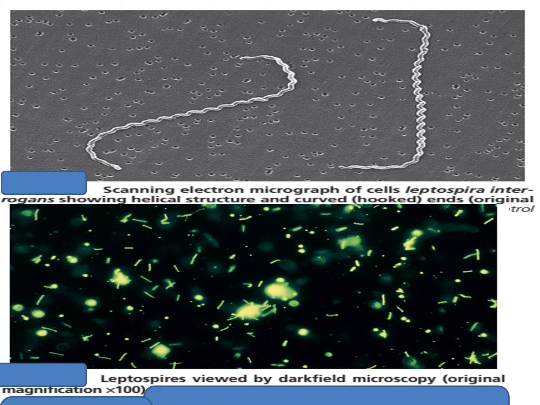The upper photo is a scanning electron micrograph of cells of Leptospira interrogans showing helical structure and curved hooked ends. The lower photo shows leptospires viewed by dark field microscopy.